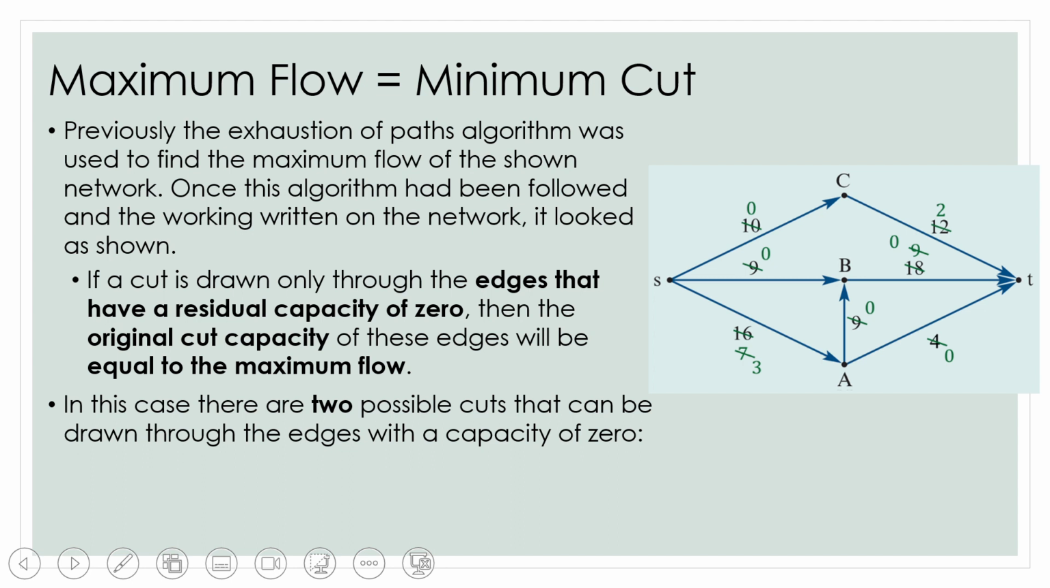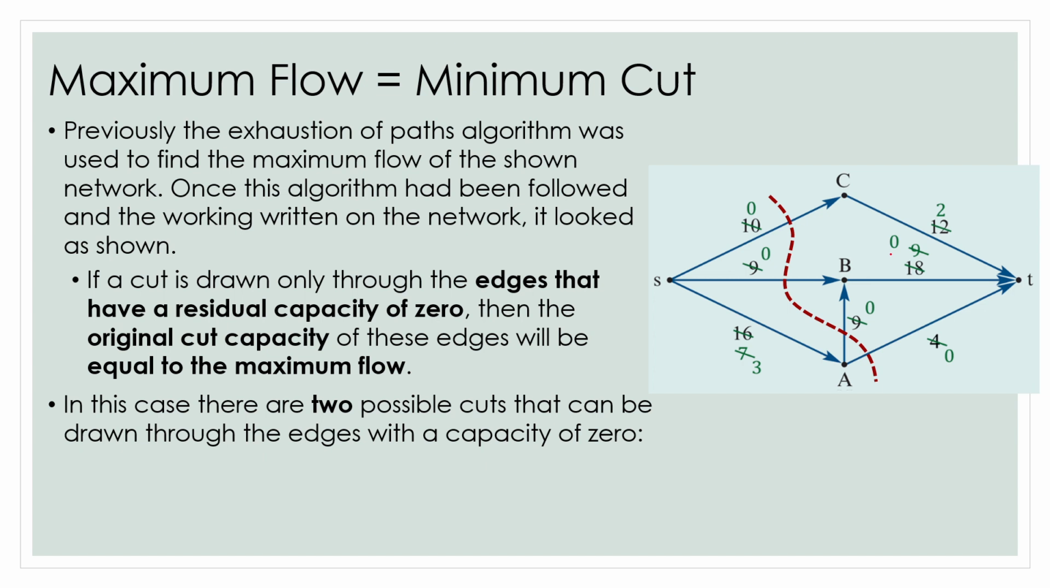All right, if a cut is drawn only through the edges that have a residual capacity of 0, then the original cut capacity of these edges will be equal to the maximum flow. So basically what this means is you want to try and use the zeros in some way. And what you'll find is that that will in fact be pretty closely equal to your minimum cut. So for our minimum cut here we've got 10, we're using a 0, the 9, we're using the 0, this one here, we're using a 0, and down here, we are in fact using a 0.